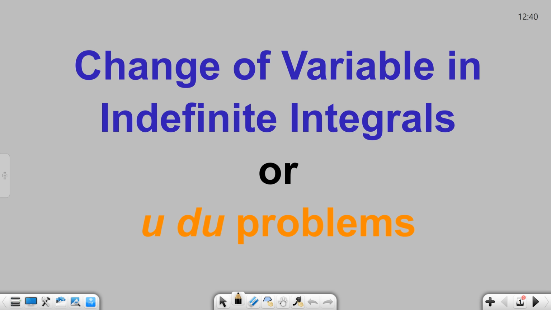One of the things that's come up repeatedly is trying to take the integral of things that would normally involve a product rule, a quotient rule, or a chain rule, which we all know there's no such thing in integrals. So how do we work around that? We use something called a u-du problem. This is a fairly algorithmic approach.